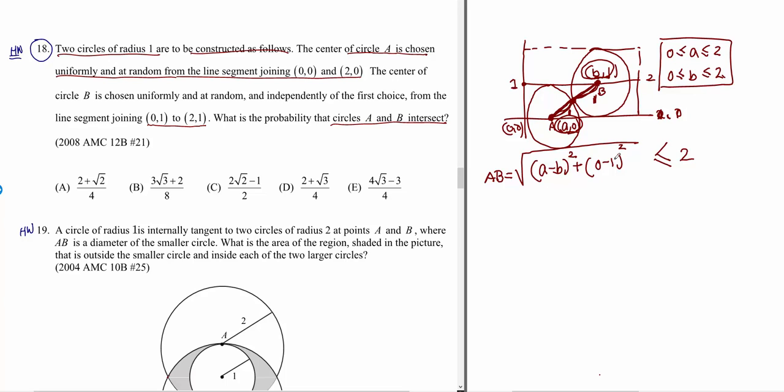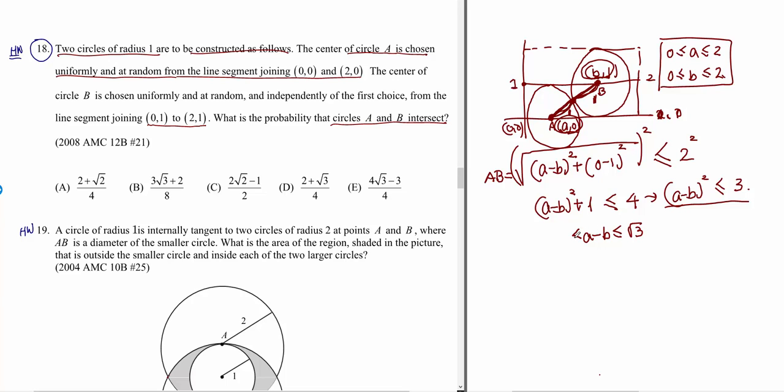Now we can square both sides. When you square, you get (a minus b) squared plus (negative 1) squared, which is positive 1, and the right side is 4. So it looks like this: (a minus b) squared is less than or equal to 3. What is the solution set? a minus b should be less than square root 3 but greater than negative square root 3.